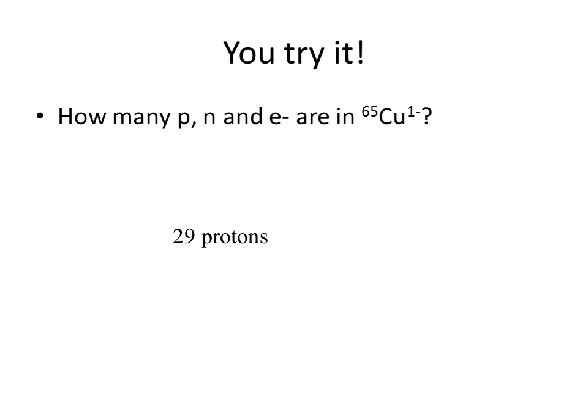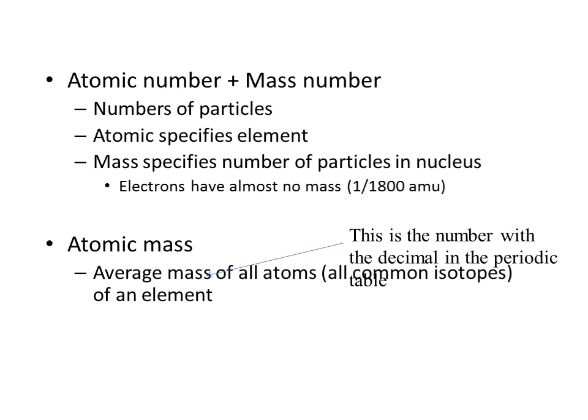To do this problem, right off the bat, I know that there are 29 protons because this is copper, and the atomic number for copper is 29. I then can look at 65, the mass number, and subtract out the number of protons. That gives me 65 neutrons and protons minus 29 protons. I have 36 neutrons. The charge of -1 on copper means there's one more electron than there are protons, so in total there must be 30 electrons.